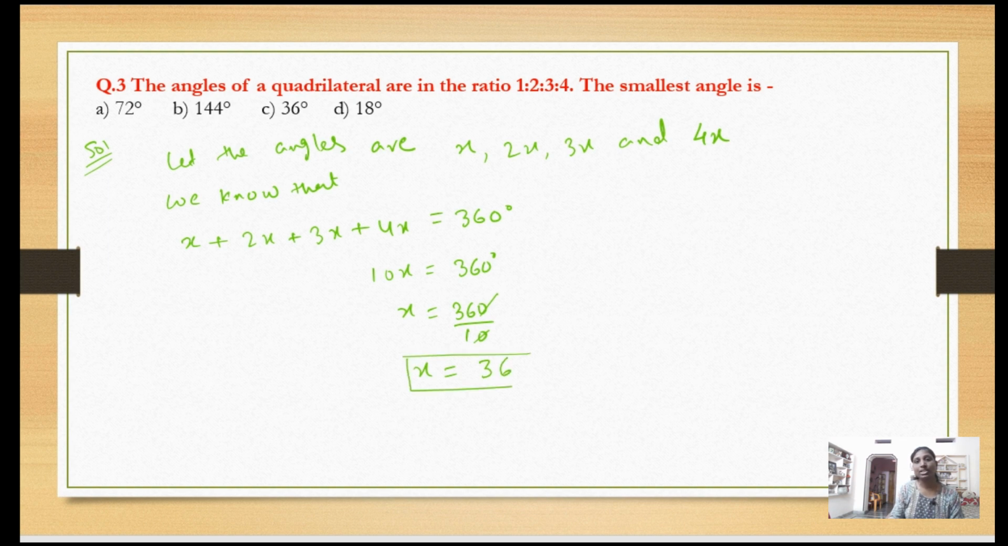Now what is the question? The smallest angle is, what is the smallest angle? So the smallest angle is also 36, isn't it? Because angles are given in ratio 1:2:3:4, and here angles are x, 2x, 3x, 4x. So 2x will be the greater. So the smallest is 36 degree. C option is correct. I hope it is clear to all of you. Now let's move to the next question.